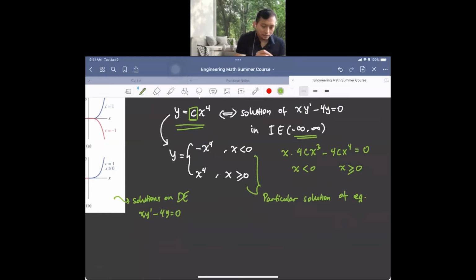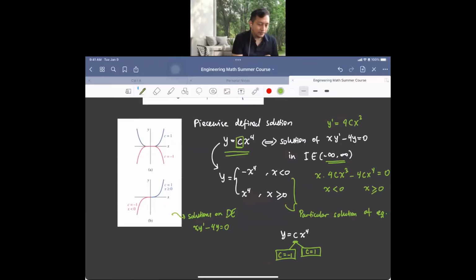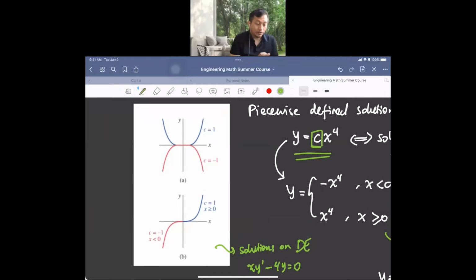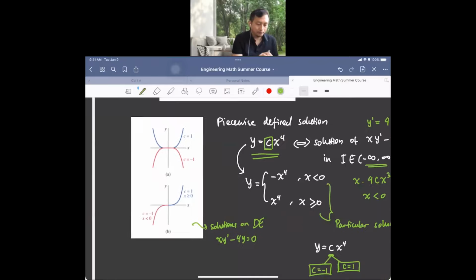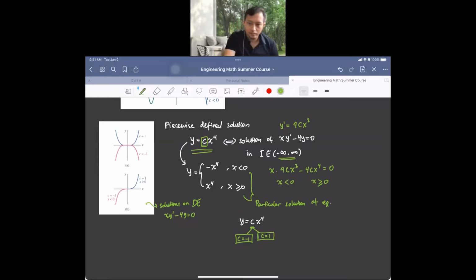So these solutions cannot be acquired from cx to the power of 4 directly, we are going to define this C. We need to define C when C is negative 1 and when C is 1, and which one works. If you check one by one from the interval, you will see that we need to take these two different constants to make the solution true. Then we have the solution graph for this one. I hope you get the idea.